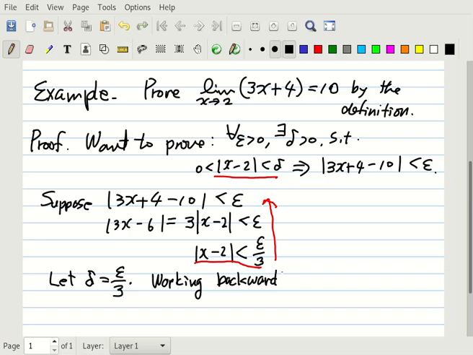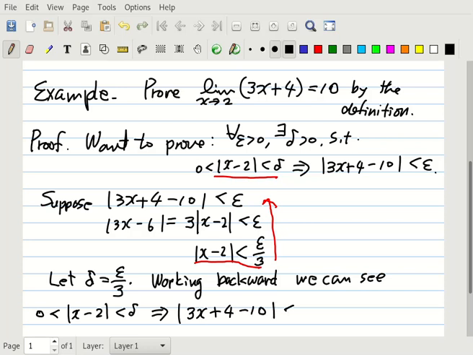This way, we can see that if the distance between x and 2 is less than delta, then the distance between 3x plus 4 and 10 is less than epsilon. We can see this. Okay, so this is a proof. This is how we use the definition for the example problem.